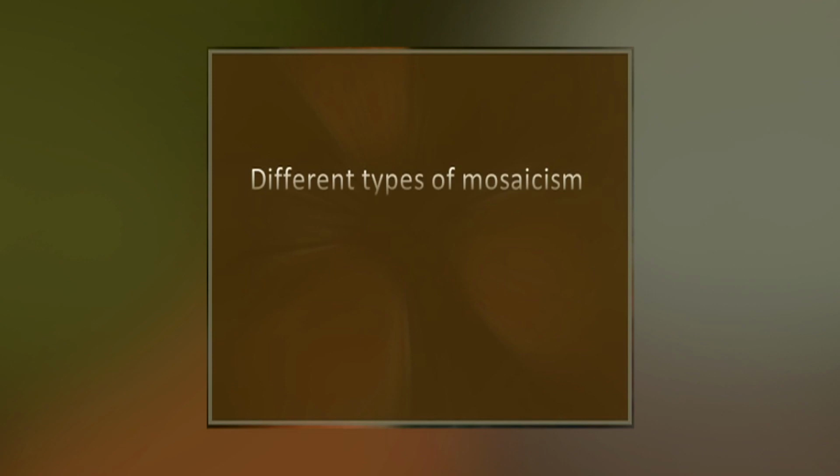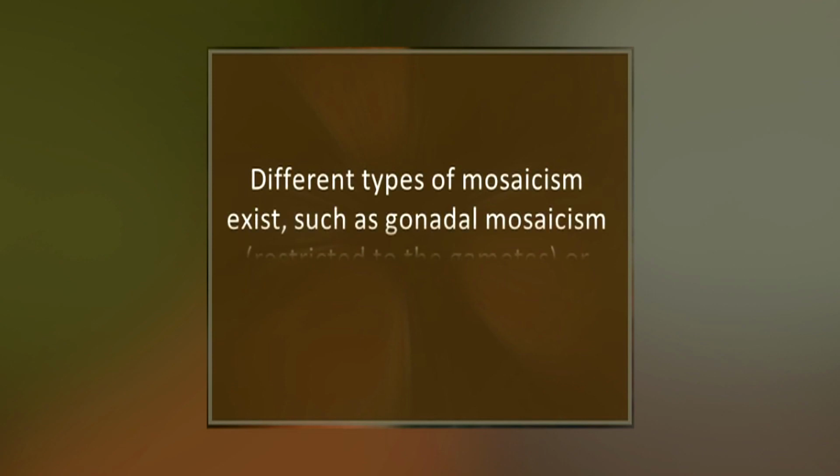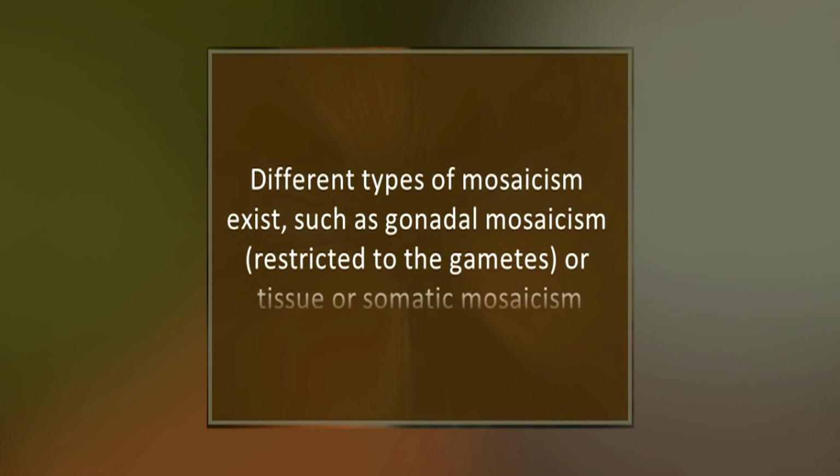Usually, this would involve examination of other tissues of the body, such as the skin. A geneticist can help determine whether this type of additional testing is appropriate. Different types of mosaicism exist, such as gonadal mosaicism, that is restricted to the gametes, or tissue or somatic mosaicism.